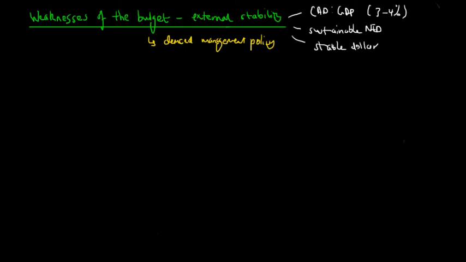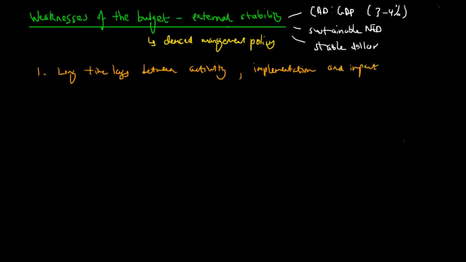Okay, so we're going to look at three major weaknesses of the budget in achieving external stability. So the first weakness is that there are often long time lags between activity, implementation, and impact.